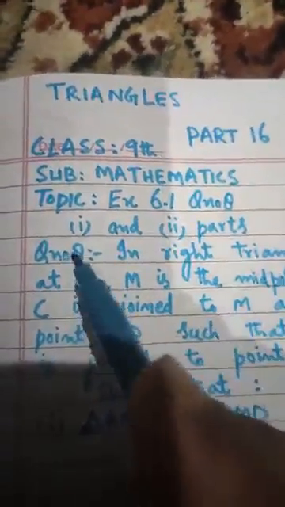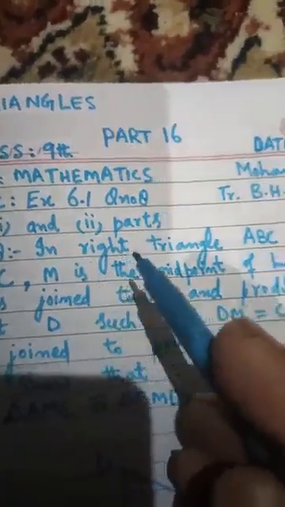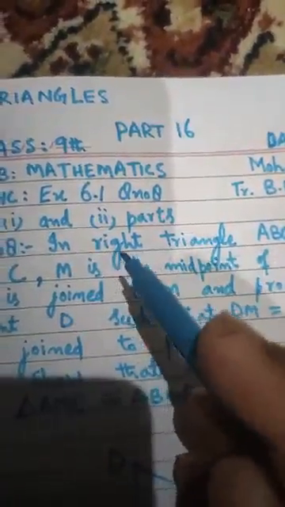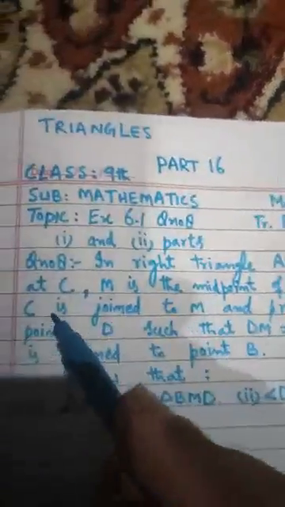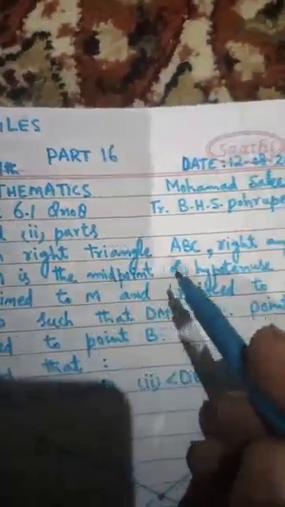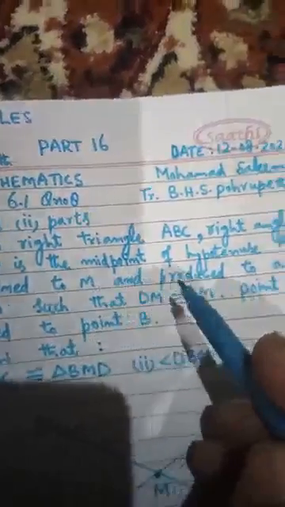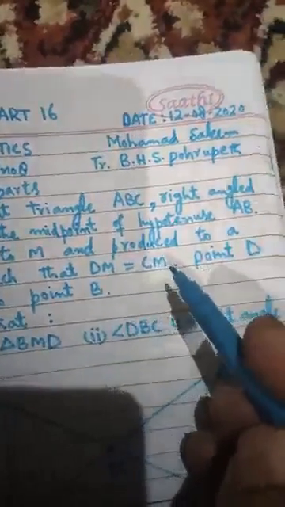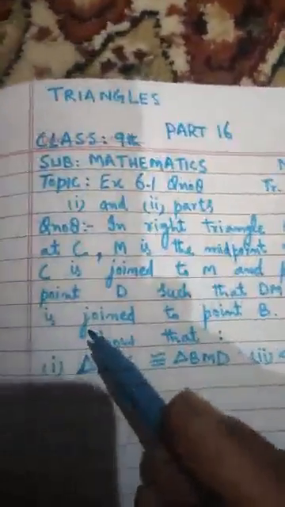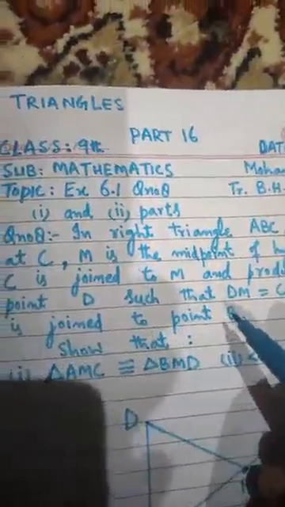Question number 8 says: In right triangle ABC, right angled at C, M is the midpoint of hypotenuse AB, C is joined to M and produced to a point D such that DM is equal to CM. Point D is joined to point B.